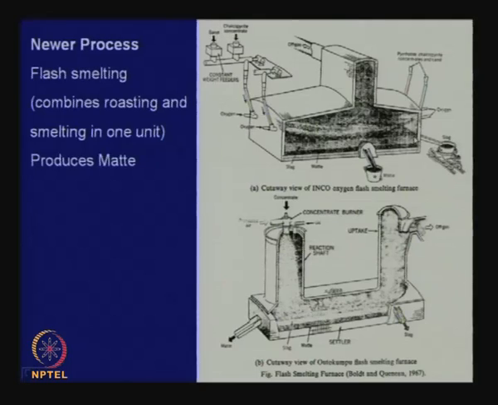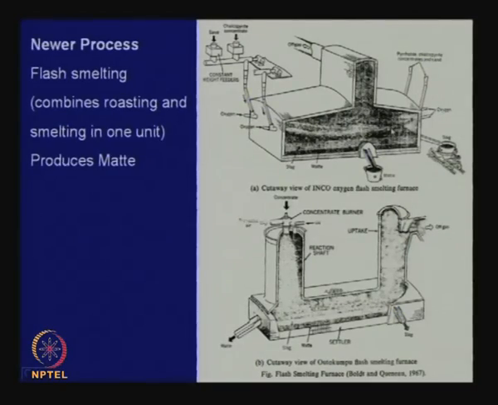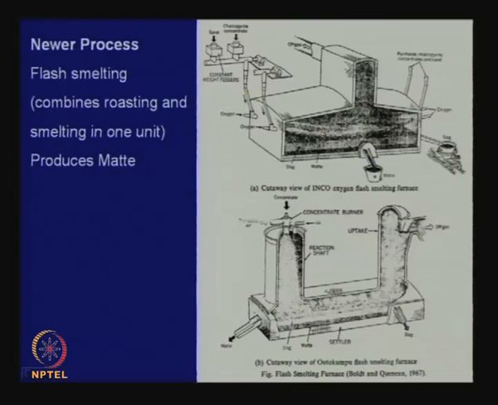Now, of course, this means you need to control the oxidizing potential very, very accurately. From this side oxygen comes in, so the oxidation potential will be higher here, because as you go towards generation of matte, you need higher and higher oxidation potential. Initially the sulfides are getting roasted, then by the time it comes to higher oxidation potential, it forms a matte, and matte comes here, slag comes here.